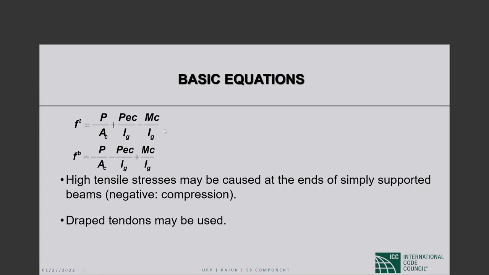Let me explain these three terms. This is the axial stress term. You understand, right? P over A. So that's the pre-stressing force divided by the area of concrete. I have used negative sign as compression. Some people may use positive for compression, but I typically use negative for compression. So we understand that's uniform stress on the cross section.